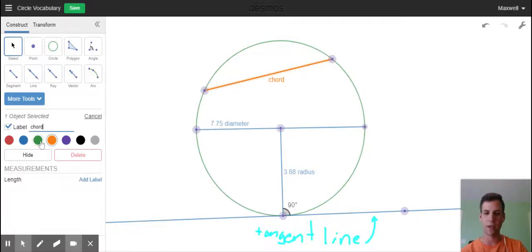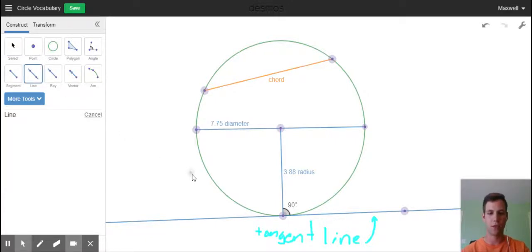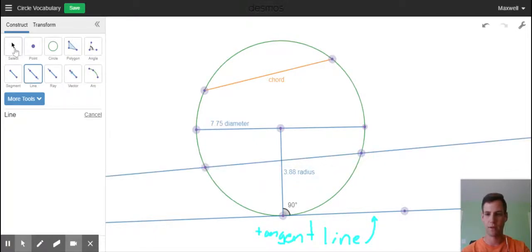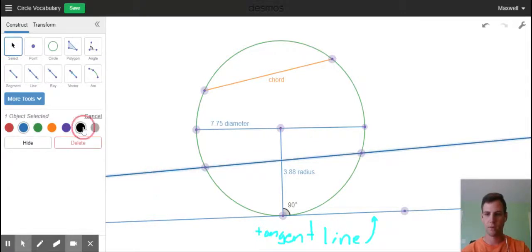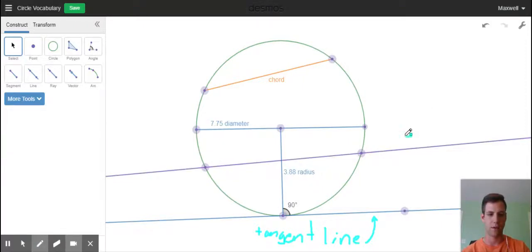Our next vocabulary term is going to be a line that is going through the circle. Unlike a tangent line where it hits only once, this new line is going to go through our circle all the way, like that right there. And that is known as a secant line. It is going all the way through the circle, hitting at exactly 2 points. And we can write secant line up here to the side. That is a secant line, a line that goes through a circle exactly 2 times.